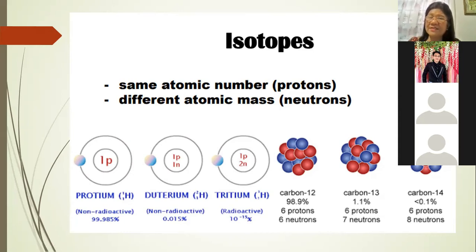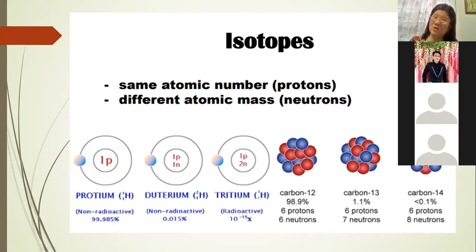So, there are elements that will have 2 or 3 isotopes. For instance, we have hydrogen, the most common. We have hydrogen 1, hydrogen 2, and hydrogen 3. Now, what is hydrogen 1? That is protium. Protium has 1 proton and an atomic mass of 1.